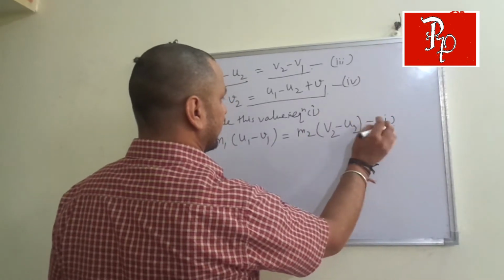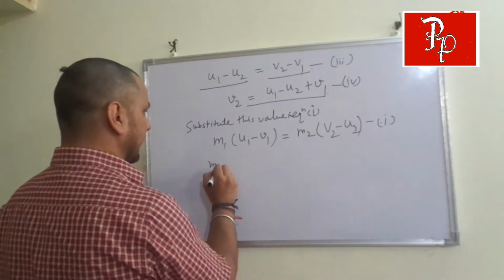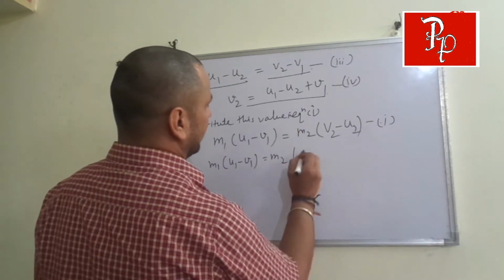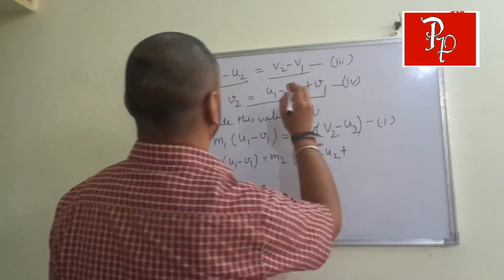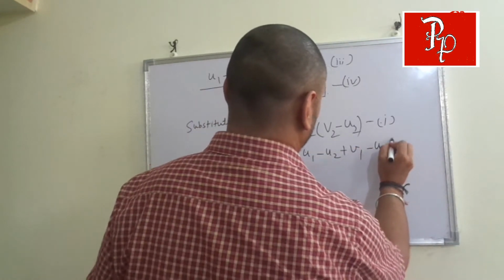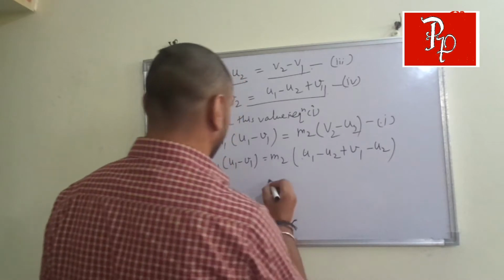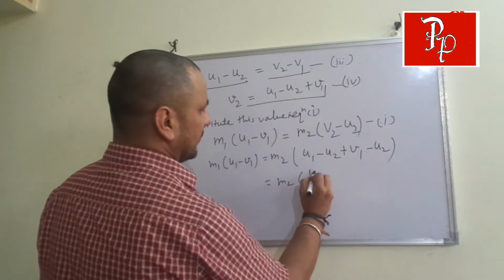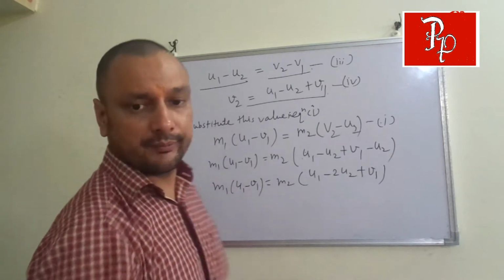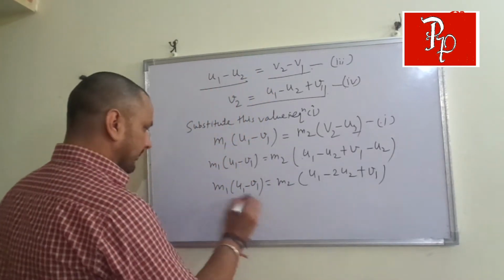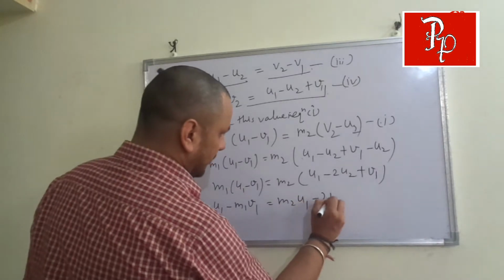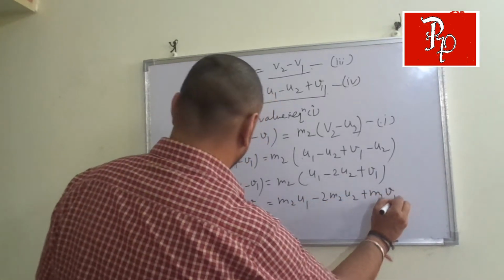Now in this equation first you have to put the value of V2. Let it be m1 (u1 minus v1). It comes out to be m2, and in place of V2 you will write u1 minus u2 plus v1, and minus u2. That is u1 minus 2u2 plus v1, and here it is m1 (u1 minus v1). Now just multiplying, m1 u1 minus m1 v1 equal to m2 u1 minus 2 m2 u2 plus m2 v1.